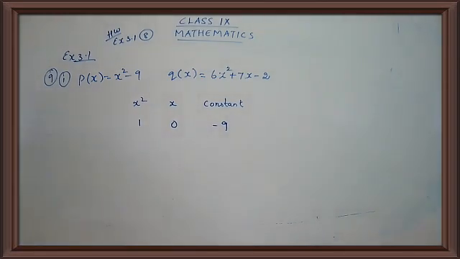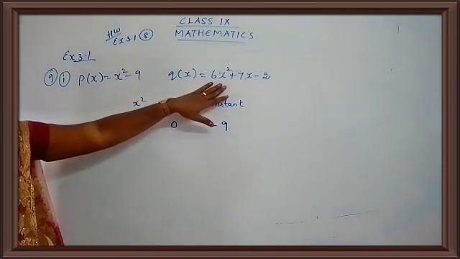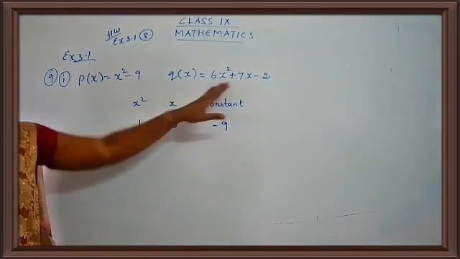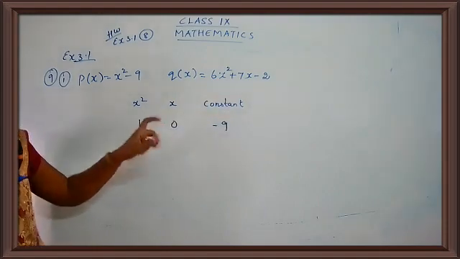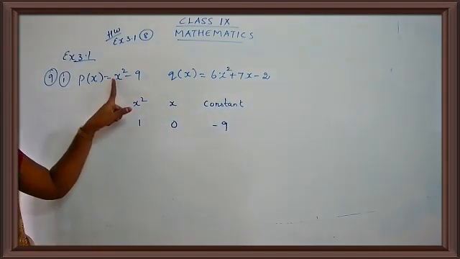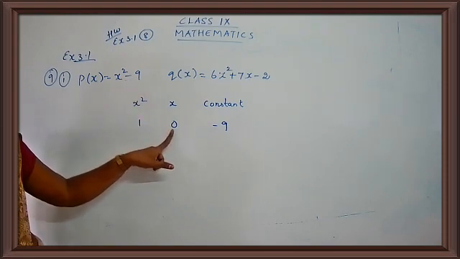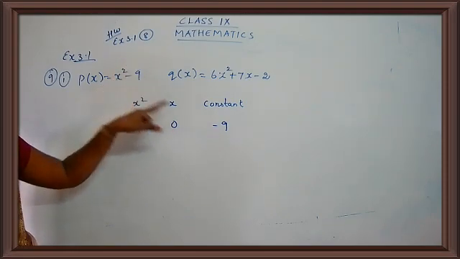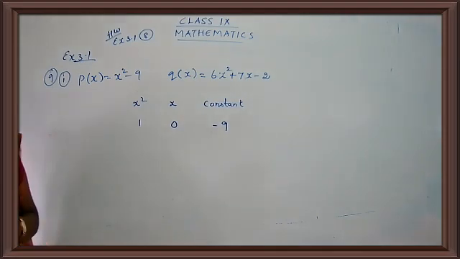Is the first part clear? How to fill the first part? I have just taken down the terms here. We have an x square term, an x term, and a constant term. What is the coefficient for x square? It is 1. We don't have any x term, so put the coefficient as 0. And what is the constant term here? It's minus 9. So what you have to write down here is 1, 0, minus 9. Okay, coming to the next one.